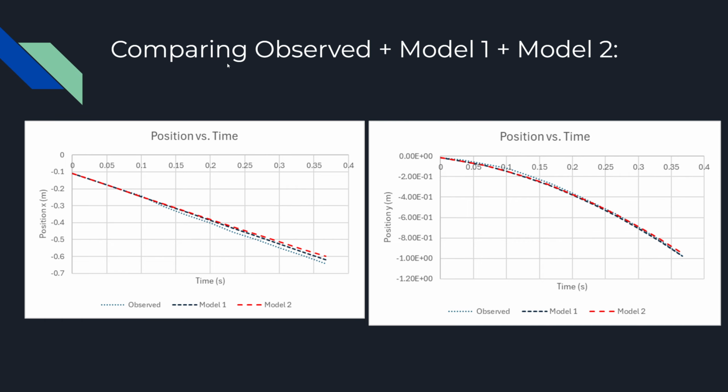Now what I did was compare the observed model on Tracker with model 1 and model 2, both on GlowScript. So I have all three of the arrows pointing down and they all show similar results. Again, we have our position for the x-axis moving linearly and our position for the y-axis moving in a parabolic fashion, which again makes sense according to how the net force is acting.